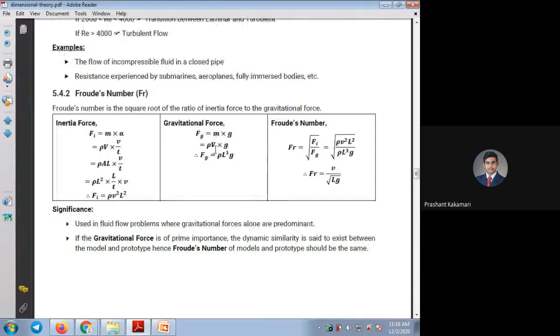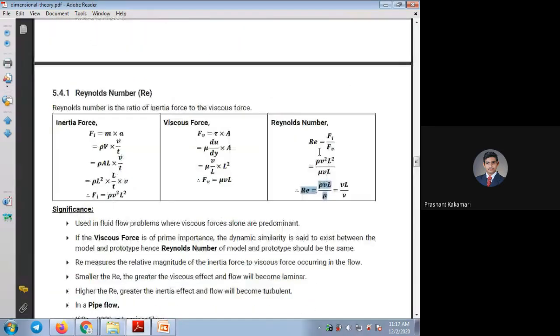Okay. So here, for volume, they have substituted L cubed directly into G. So now Froude's number is nothing but the square root of the ratio of inertia force to the gravitational force. Reynolds number, without the square root, is the ratio of inertia force to the viscous force.